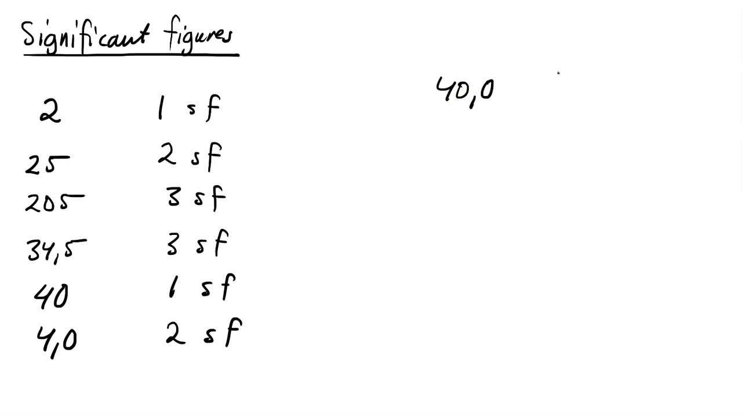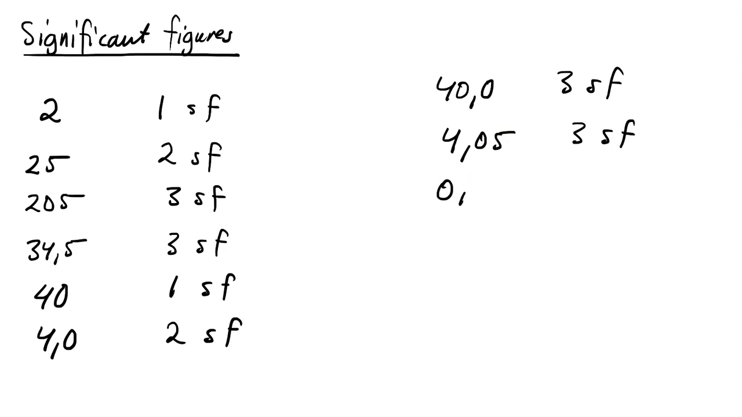40.0 has three significant figures. Again, it ends with zeros, but it contains a decimal number, so it tells you a little bit about the certainty of the digits. Here we have three significant figures.